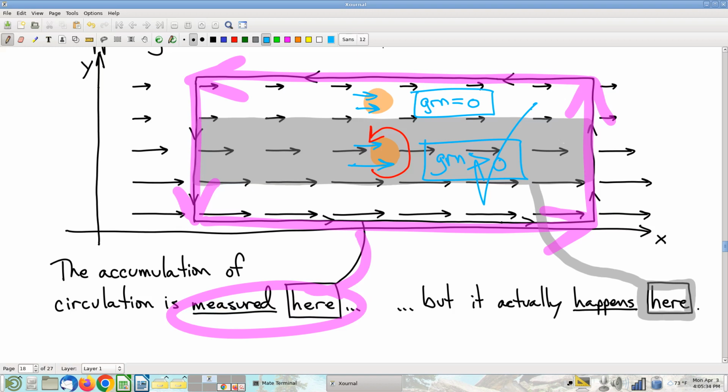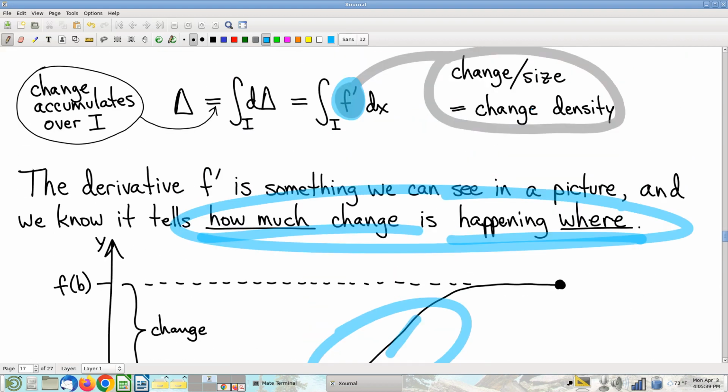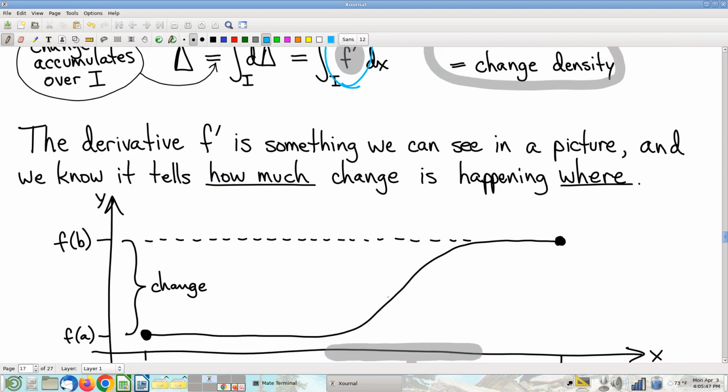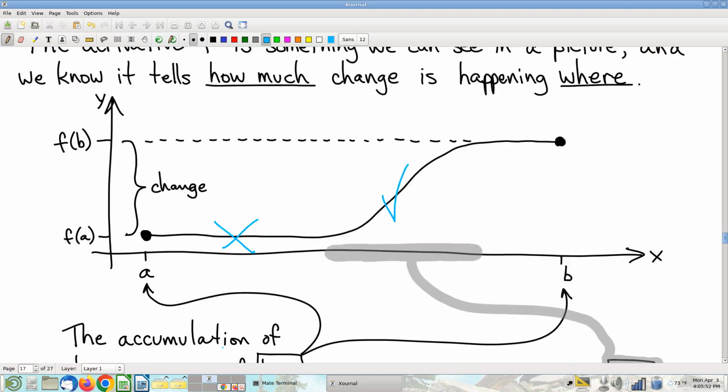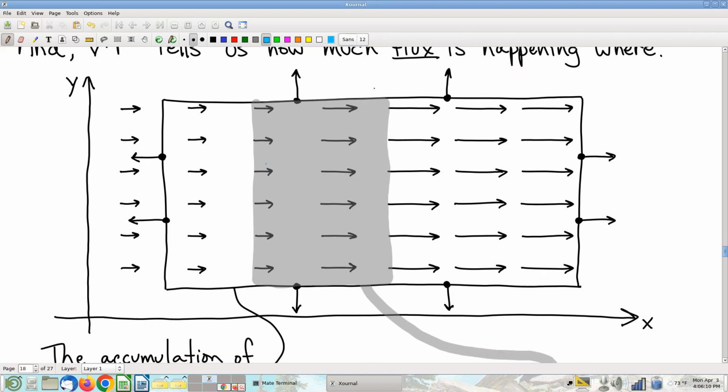Okay, so in the same way that the derivative points to where the function is changing and where the function's not changing, likewise, Green's operator, by its values, points to where the vector field is circulating and where the vector field is not circulating. And then likewise, divergence is all about flux.